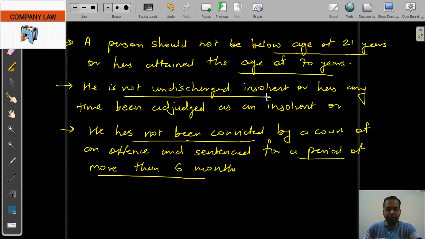Additional eligibility conditions are given under Schedule 5 of the Companies Act, where it is stated he has not been sentenced to imprisonment for any period, he has not been detained for any period under the Conservation of Foreign Exchange and Prevention of Smuggling Activities Act. And he should be a resident of India. So these are all the conditions which are given under Schedule 5 as well.